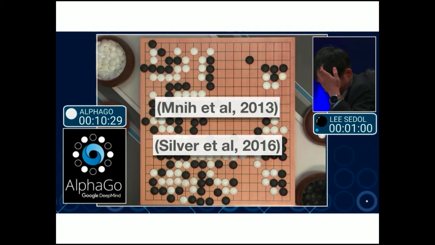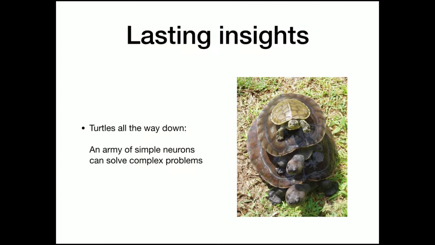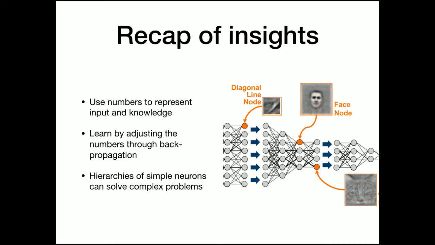So deep learning really is a powerful tool. And its power just comes from leveraging this simple principle: you want turtles all the way down. And instead of being super smart, just use an army of neurons to do the job for you. And just by doing this, that's enough to solve many of the problems that we care about. All right, so that's it for the historical introduction.